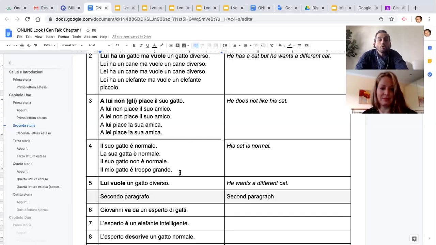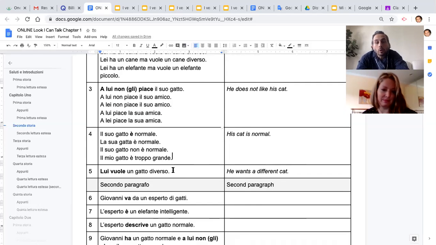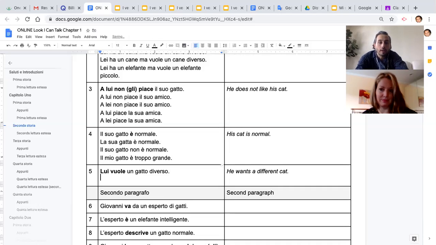Very well. Numero 5. Lui vuole un gatto diverso. He wants a different cat. How about he wants a big cat. Lui vuole. Now, let's not make this mistake, guys. Un grande gatto, which could be used in certain instances in Italian, but the most common way is to put the description after the noun, after the word that it's being described. Un gatto grande.